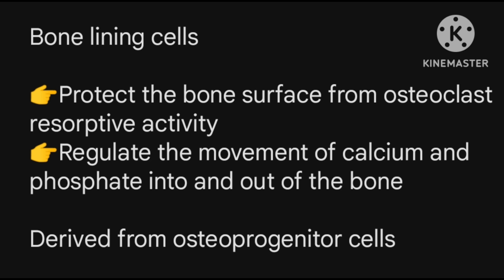Next one is bone lining cells, which protect the bone surface from osteoclast resorptive activity and regulate the movement of calcium and phosphate into and out of the bone. These are derived from osteoprogenitor cells.